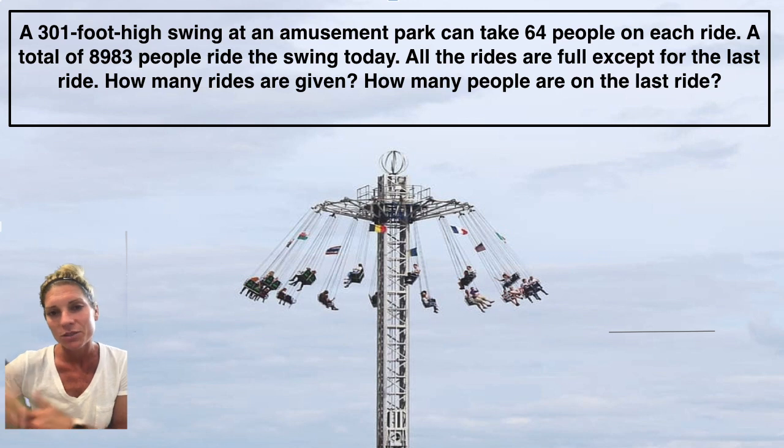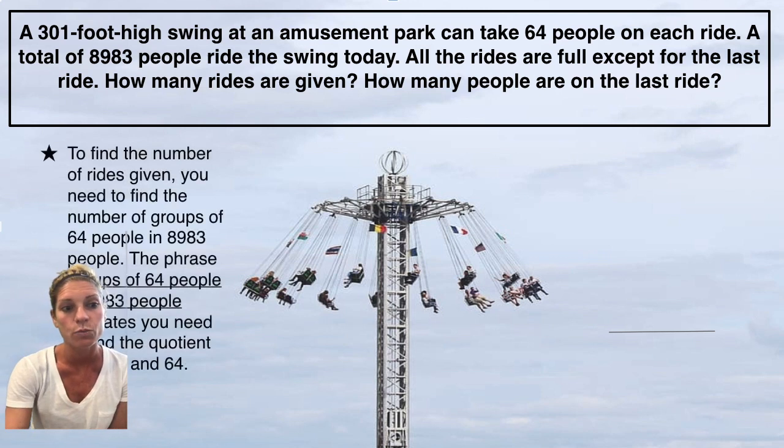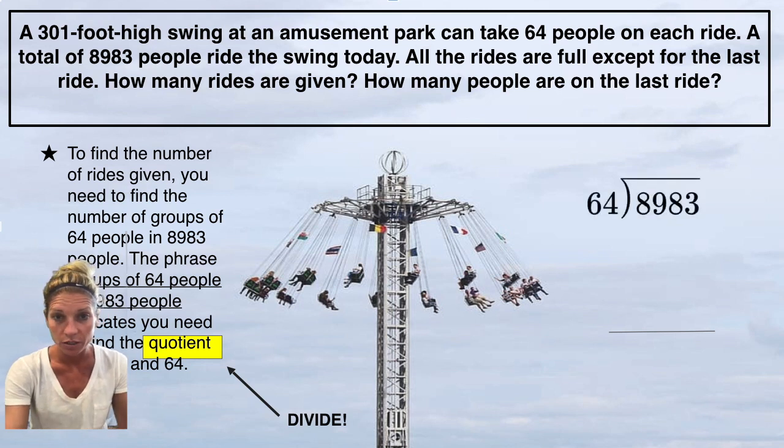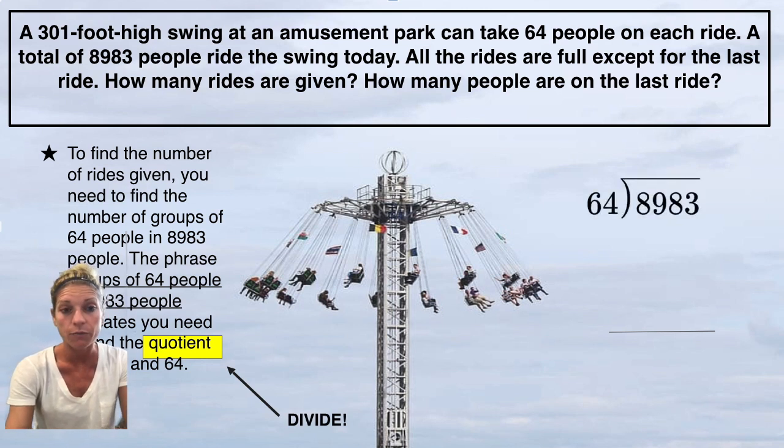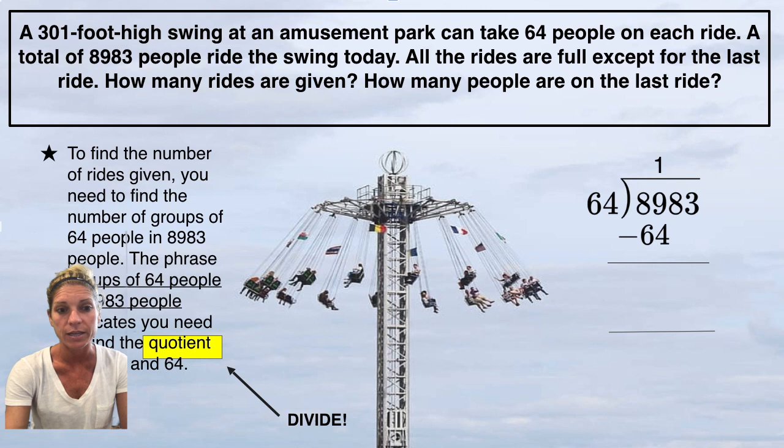Then we have some people left over for the very last ride. So we're going to be looking for the quotient, and we know that the quotient means to divide. So in our long division, we're going to go through this very quickly. 64 goes into 89 one time, 1 times 64 is 64. Subtract, bring down our 8.